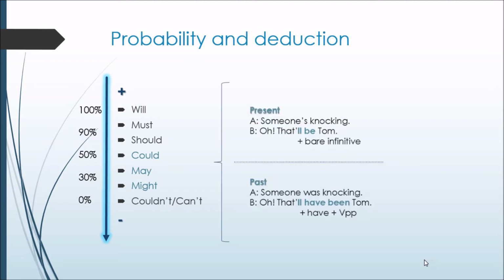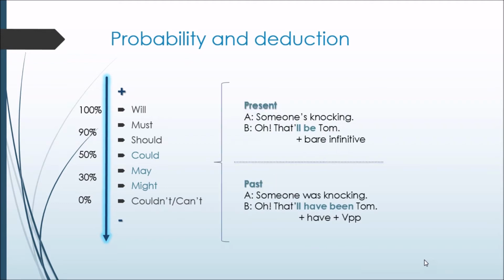In terms of the form, they have two. In present, they're followed by the verb infinitive, as you probably know, and in past, they are followed by the have been form, the perfective one. In terms of pronunciation, we also mentioned that we should pay close attention to the pronunciation of have: must have, could have, may have, might have. We link sounds there.